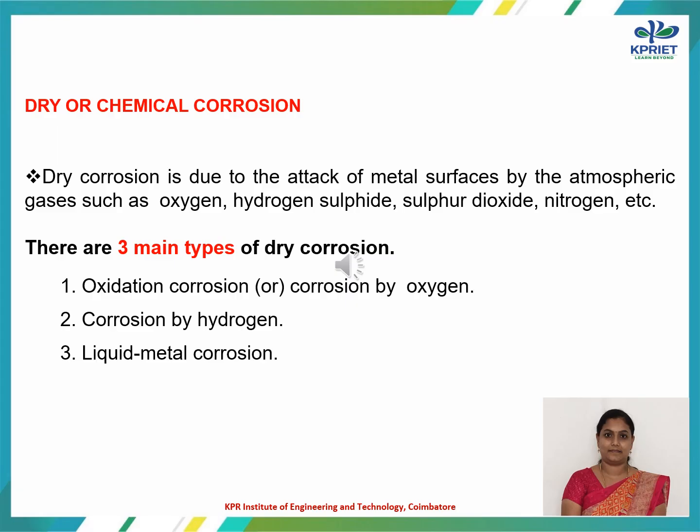Let us discuss dry or chemical corrosion. Dry corrosion is due to the attack of the metal surface by atmospheric gases such as oxygen, hydrogen sulfide, sulfur dioxide, nitrogen, etc. This means that when the metal comes into contact with these dry gases, the metal undergoes chemical changes, which is known as dry corrosion. There are three main types of dry corrosion, namely oxidation corrosion or corrosion by oxygen, corrosion by hydrogen, and the third one, liquid metal corrosion. So we have three main types of dry corrosion.